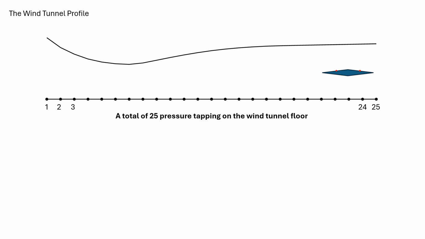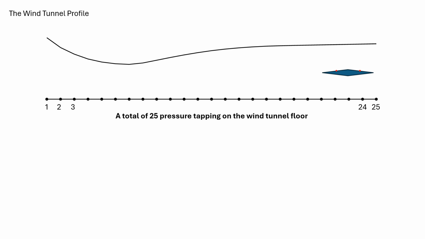On the top is the convergent-divergent liner. On the bottom is a flat plate. And the double wedge airfoil, which is 10 degrees, is placed in the downstream of the test section. You can notice along the flat bottom wall there are a total of 25 tappings.